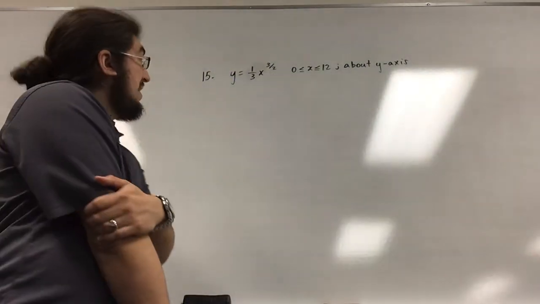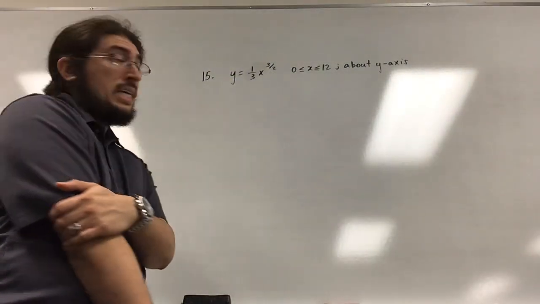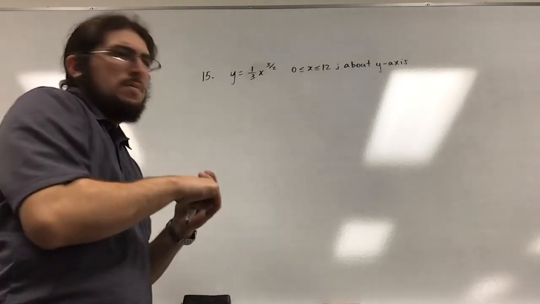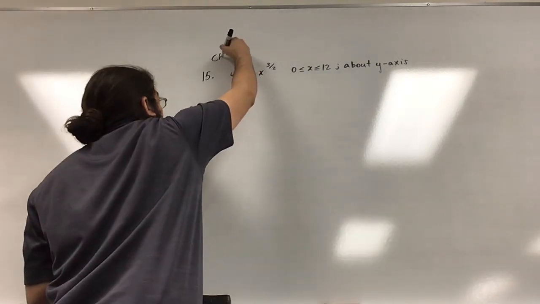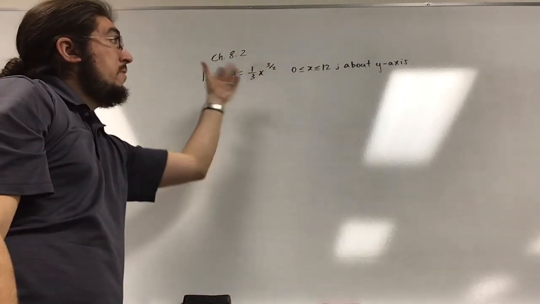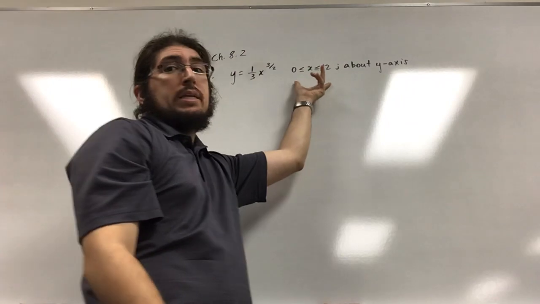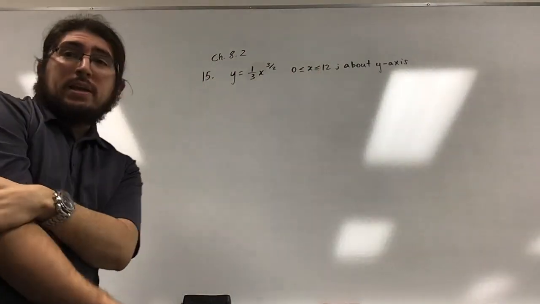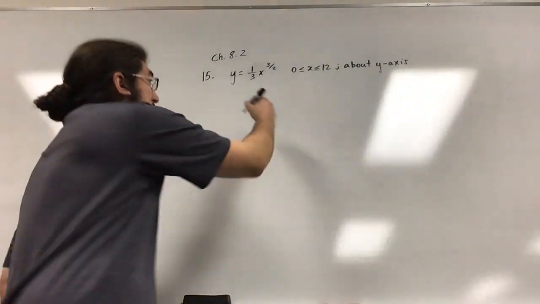Hey, so this is a problem we did some time ago in class. This was number 15 from chapter 8.2. Probably should write chapter 8.2 in here. And we're asked to find the surface area of rotating this curve about the y-axis from these x values. So to do that, we need to consider the following surface area formula.